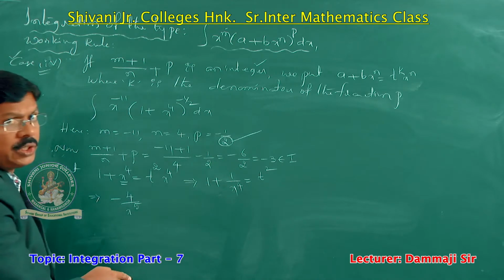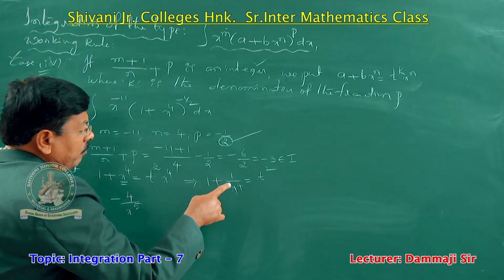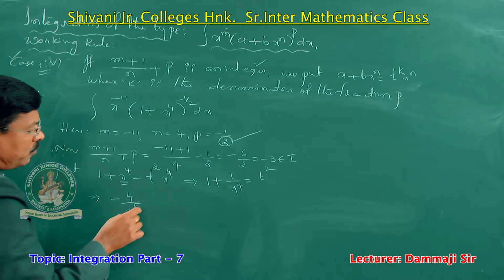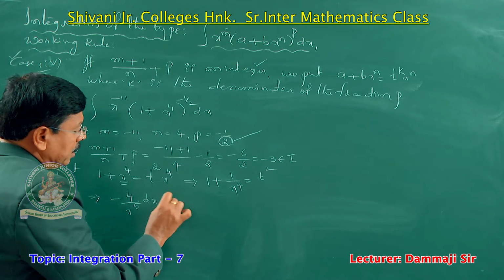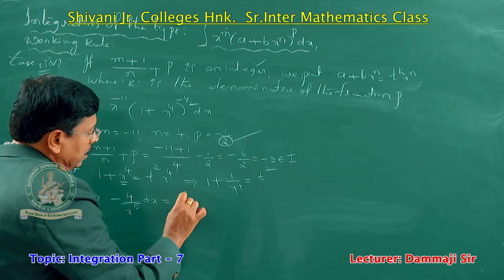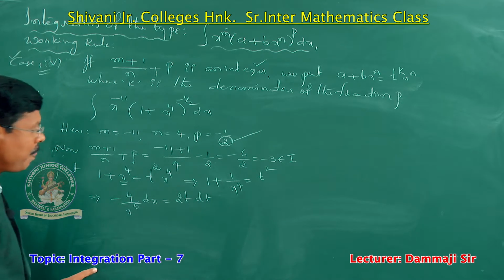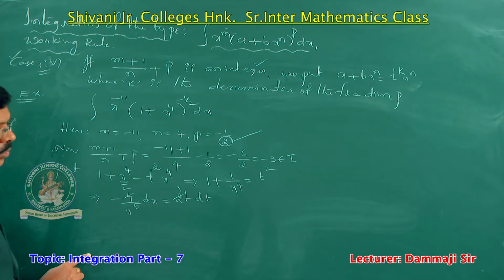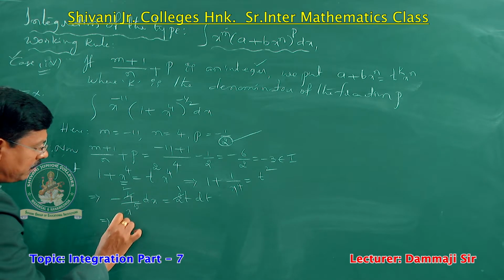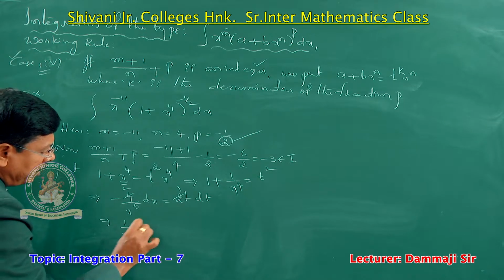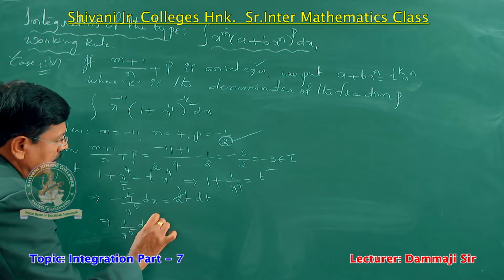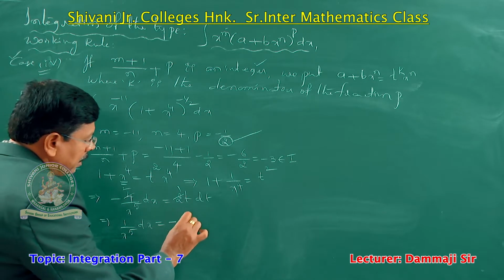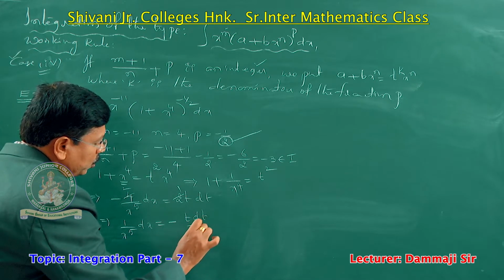The derivative of a constant is 0, you know very well. The derivative of 1 by x power 4 is minus 4 by x power 5 dx, which is equal to 2t dt. One common factor, 2, gets cancelled. So next, 1 by x power 5 dx is equal to minus t dt by 2.